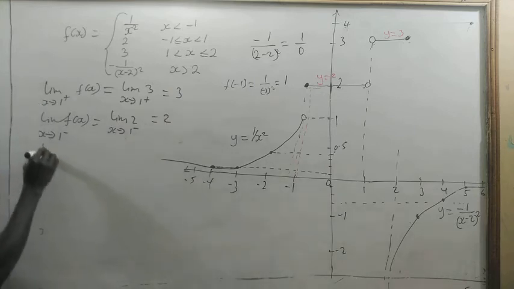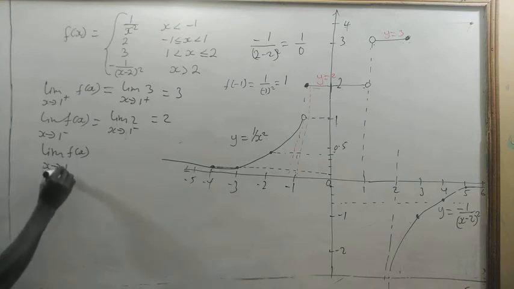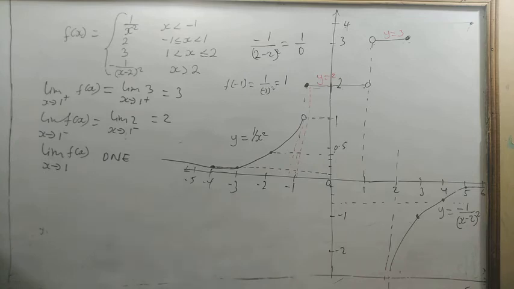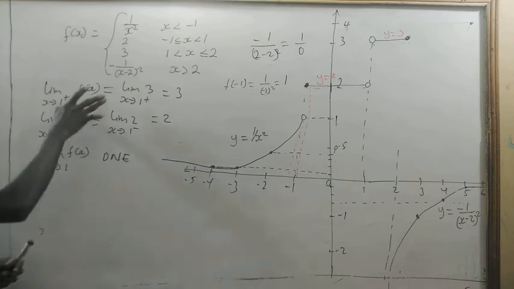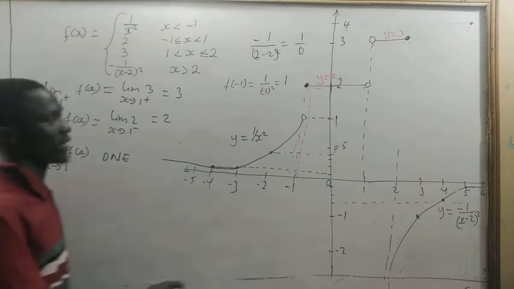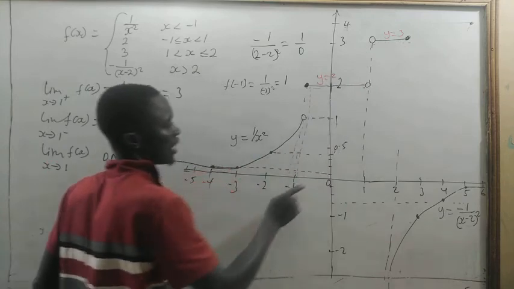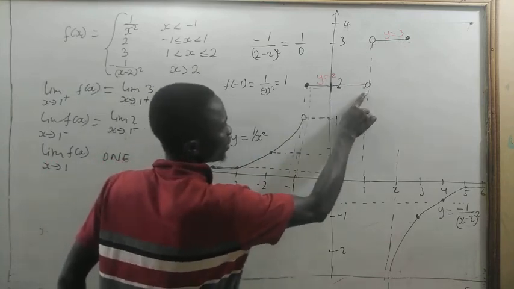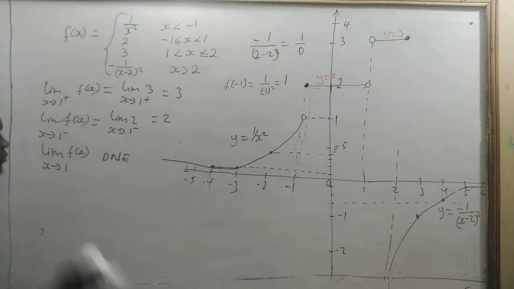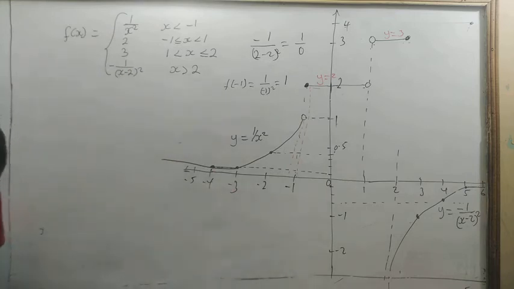So we see that the limit of f of x as x approaches +1 does not exist, since the left-sided limit and the right-sided limit are not the same. Because for the right-sided limit, you use y equal to 3, and for the left-sided limit, you use y equal to 2. So they are not the same. Let's look at this. We are almost done.